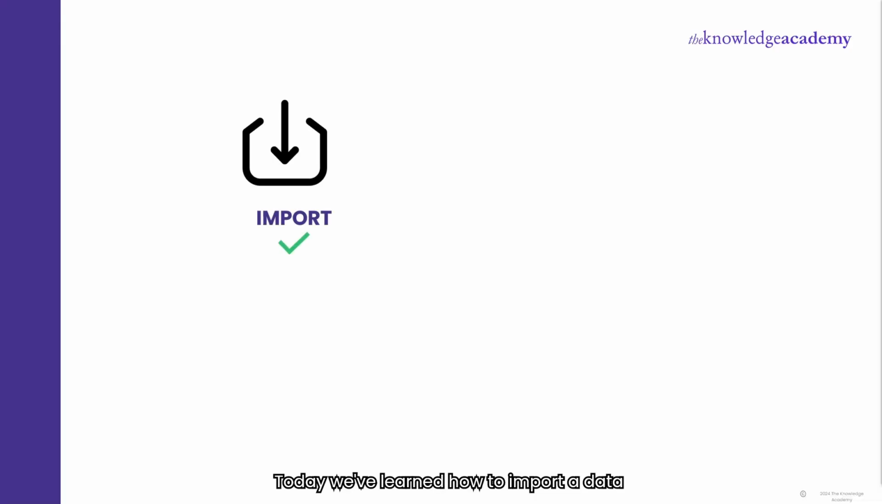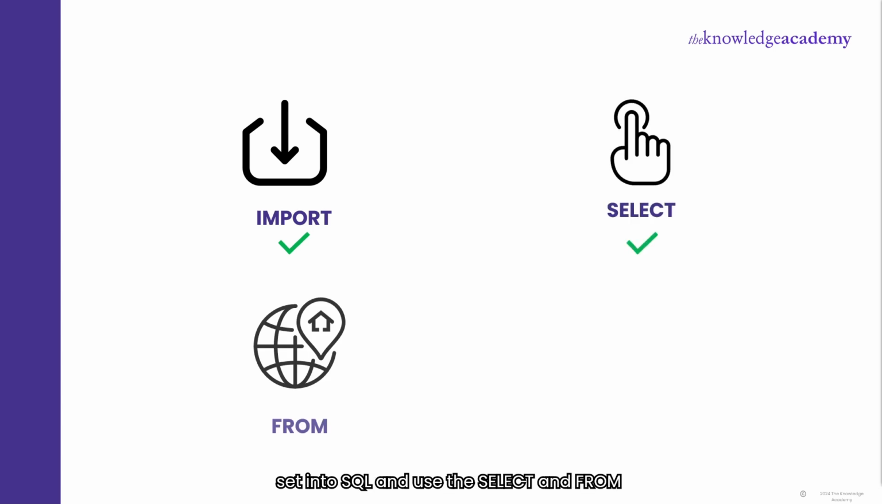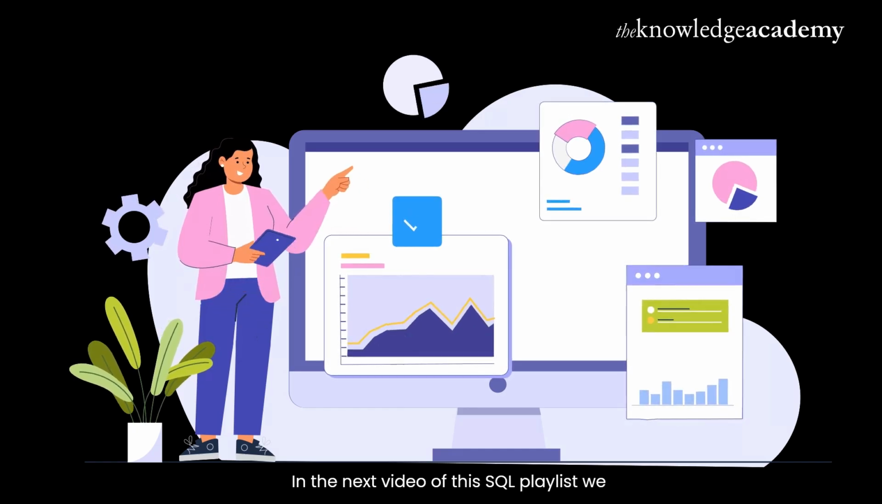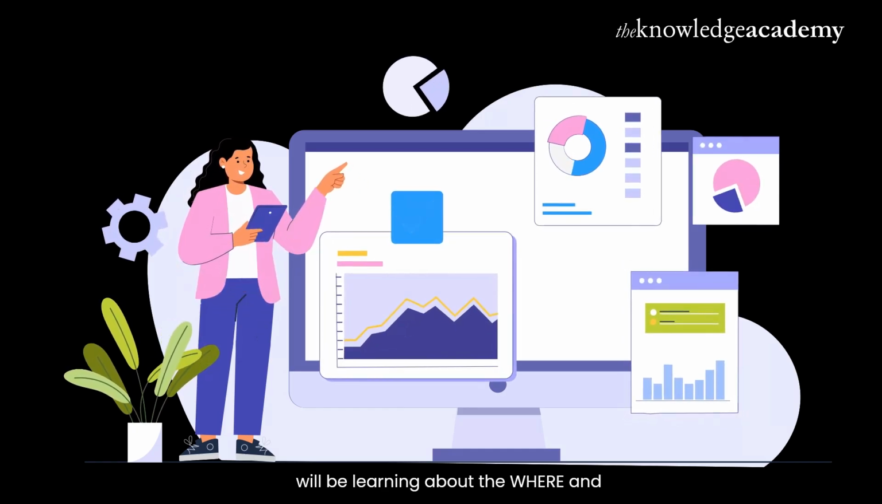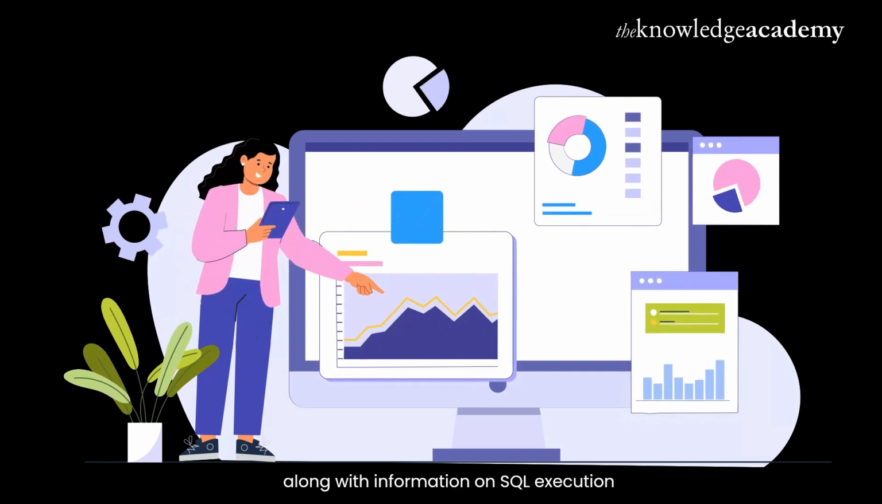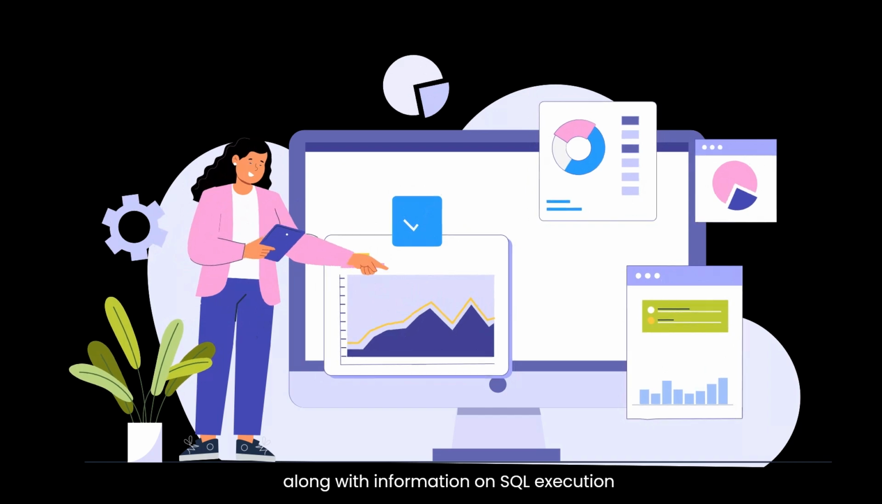And that's it. Today, we've learned how to import a dataset into SQL and use the select and from statements to query data from your tables, and how to use the distinct clause in a query. These are foundational skills that you'll use frequently when working with databases. In the next video of this SQL playlist, we will be learning about the where, group by, and order by clauses in SQL, along with information on SQL query execution order.